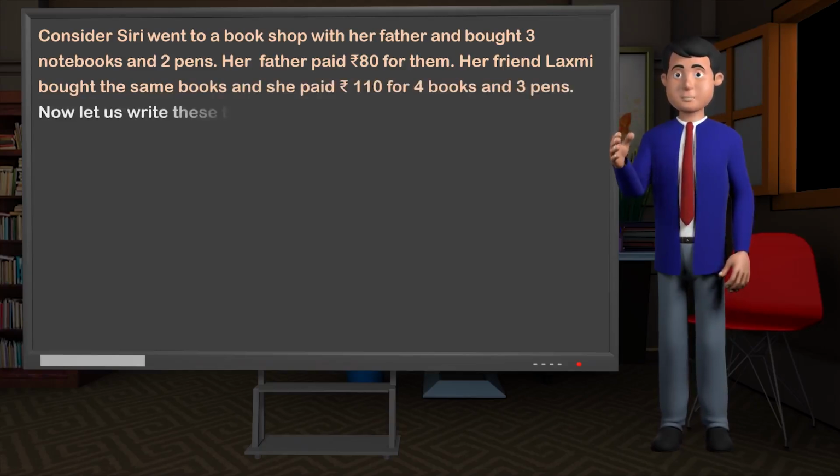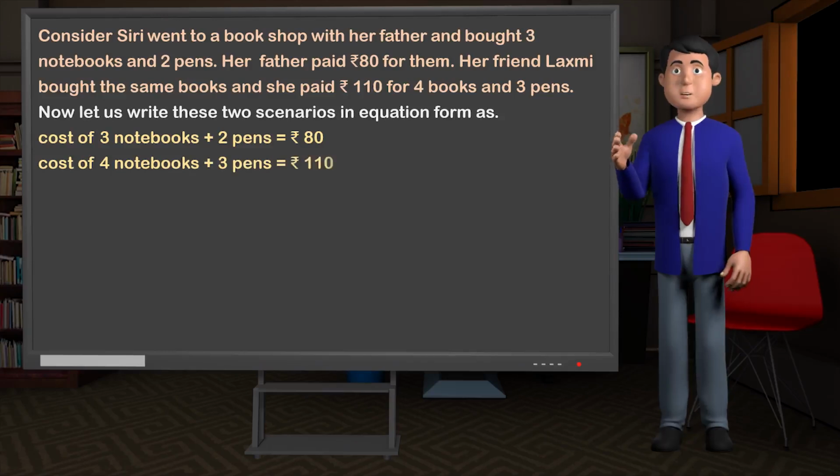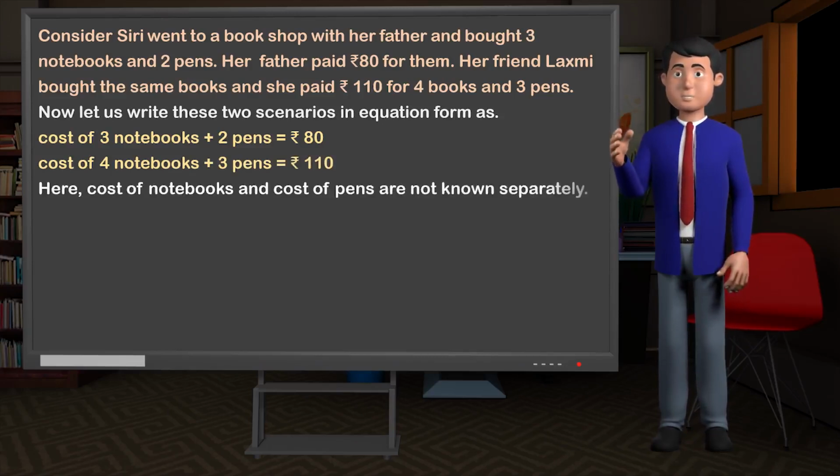Now, let us write these two scenarios in equation form as cost of 3 notebooks plus 2 pens is equal to 80 rupees. Cost of 4 notebooks plus 3 pens is equal to 110 rupees. Here, cost of notebooks and cost of pens are not known separately. So, these costs are referred to as unknown quantities.